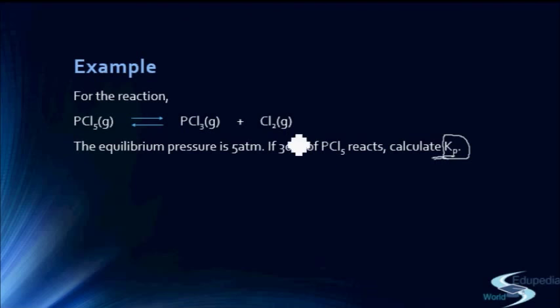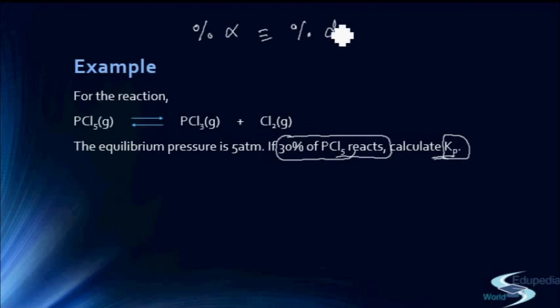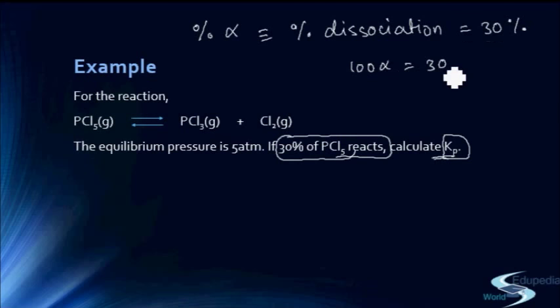So what does this term mean? 30% of PCl5 means that the percentage dissociation, percentage alpha, with respect to PCl5 is 30%. So this value has been given to you as 30%. That is, 100 alpha has been given as 30. That is to say that alpha has been given as 30 by 100 or 0.3, which is always a fraction. So alpha is given to be 0.3.